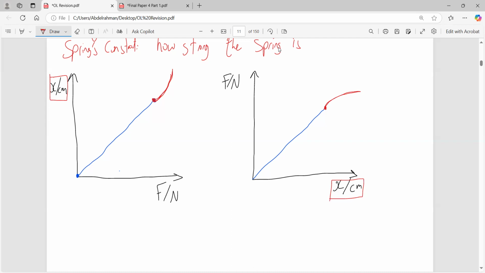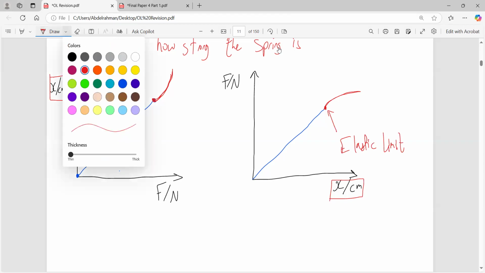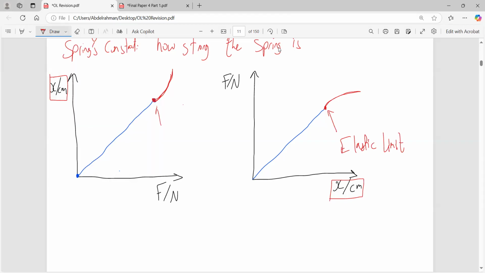Why? Because this is the elastic limit. It could be called the elastic limit, the limit of proportionality, the limit of elasticity. It has many names. This is the limit of proportionality. They are the same point.